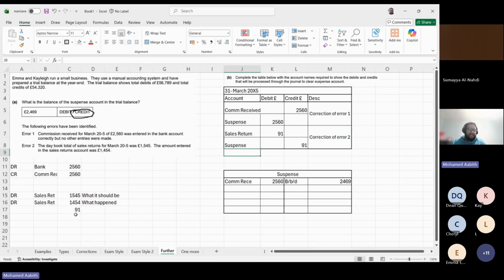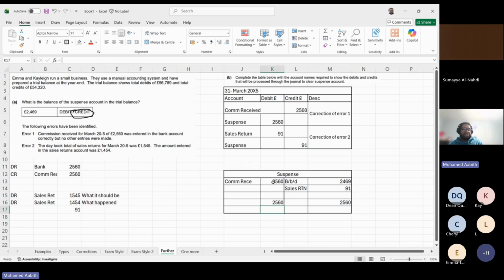£91. Yeah, it's a £91 error there. So what we've done here, when we look at that sales return, we say here sales returns for £91. Now can you total these two, this plus that number? It will give me 2560, which is going to be equal to that number as well.